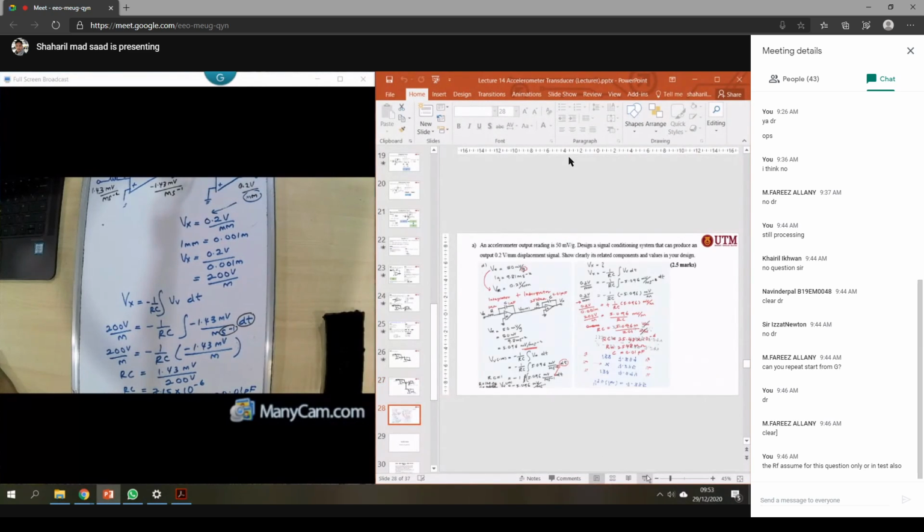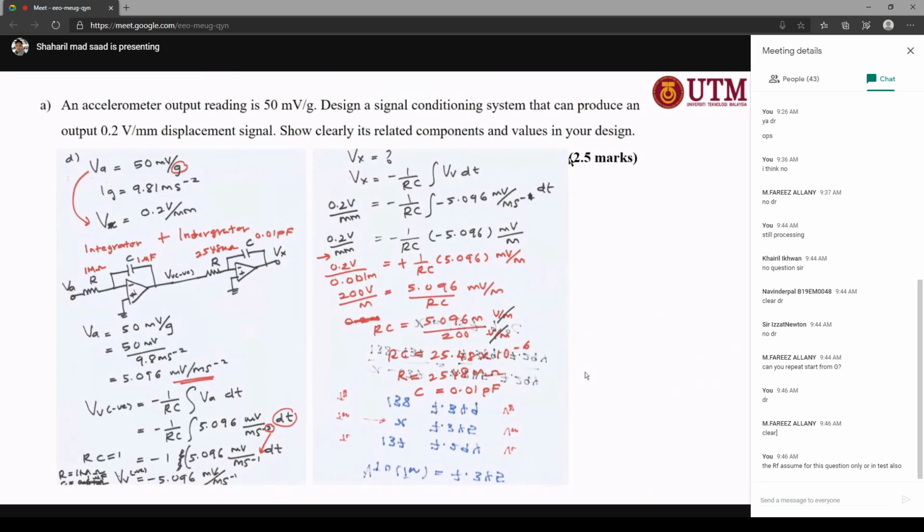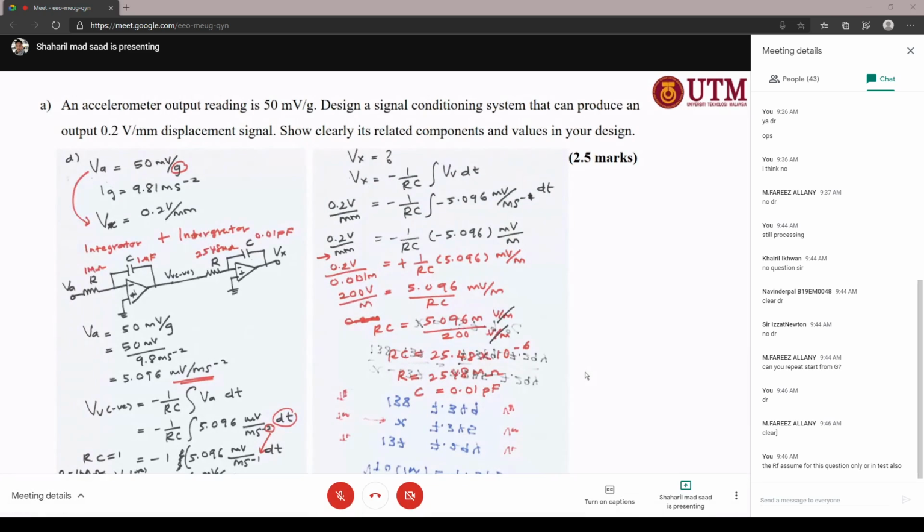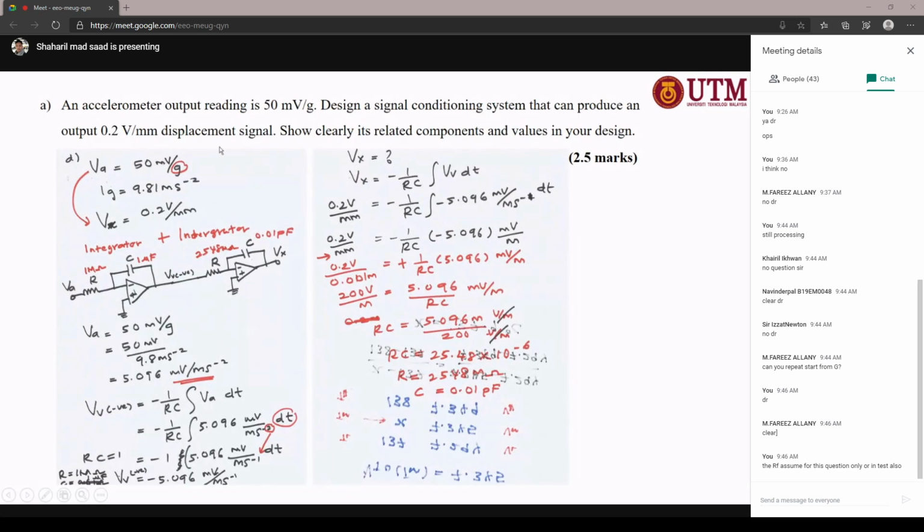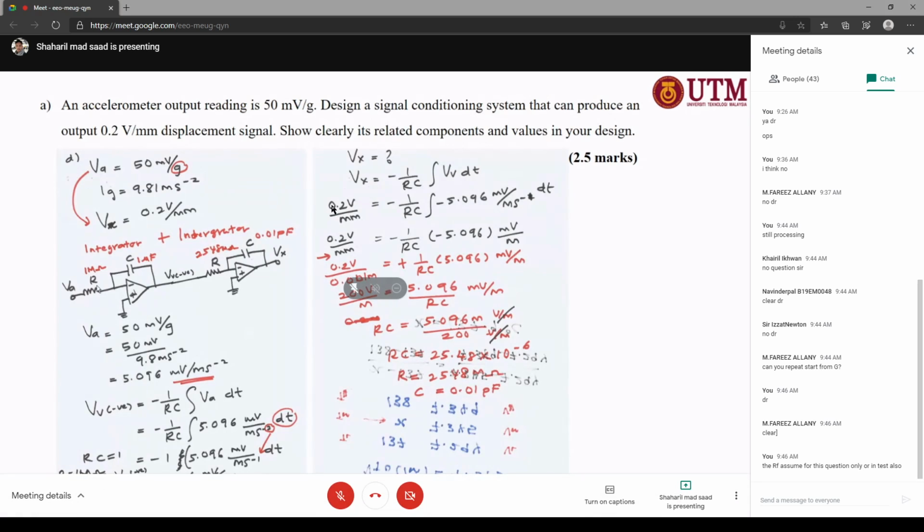All right. The next example is the example that I got from the previous exam question. So this one gives you the accelerometer reading 50 millivolt per G. Design a signal conditioning system that can produce an output 0.2 volt per millimeter. So now it wants you to get the displacement from the acceleration. That means you need two integrators here. Integrator 1 plus integrator 2.